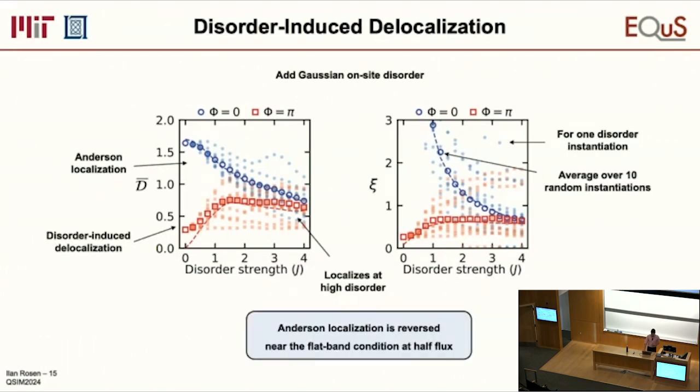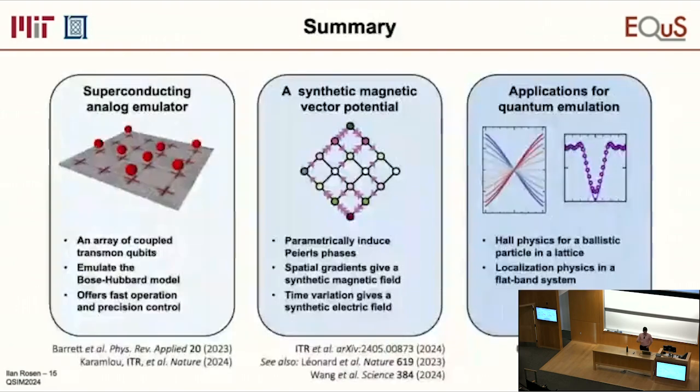So the bottom line is we're using this ability to have synthetic magnetic vector potentials to explore interesting condensed matter systems, but with this degree of tunability that, at least in my opinion, is really unavailable in natural materials. So this artificial material gets us that. So to conclude, we have this superconducting analog emulator. We've added this new ingredient, the synthetic magnetic vector potential, and then we can do a lot of fun physics with it.